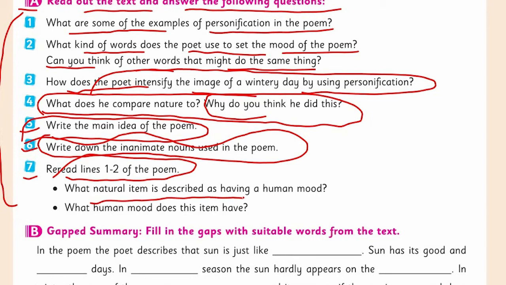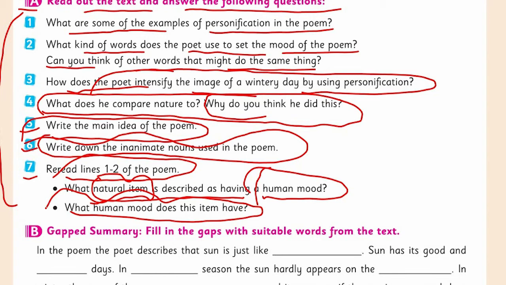What natural item is described as having a human mood? Again, you have to identify the use of personification. Natural items like trees, cloud, sun, which have a human mood. What human mood does this item have? And you have also to describe the mood. Is the natural item angry, happy, sad, annoyed, irritated? What mood does it have?